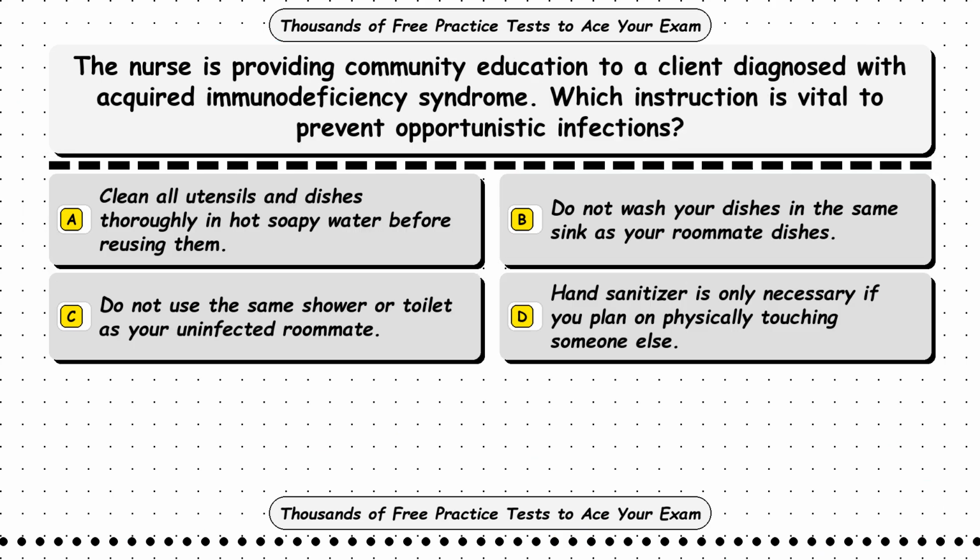Question 74. The nurse is providing community education to a client diagnosed with acquired immunodeficiency syndrome. Which instruction is vital to prevent opportunistic infections? Option A, clean all utensils and dishes thoroughly in hot soapy water before reusing them. Option B, do not wash your dishes in the same sink as your roommate's dishes. Option C, do not use the same shower or toilet as your uninfected roommate. Option D, hand sanitizer is only necessary if you plan on physically touching someone else.